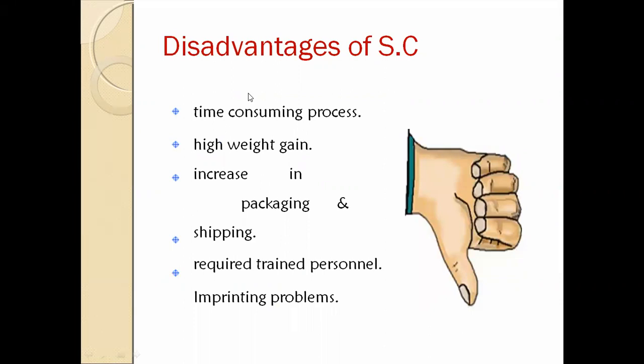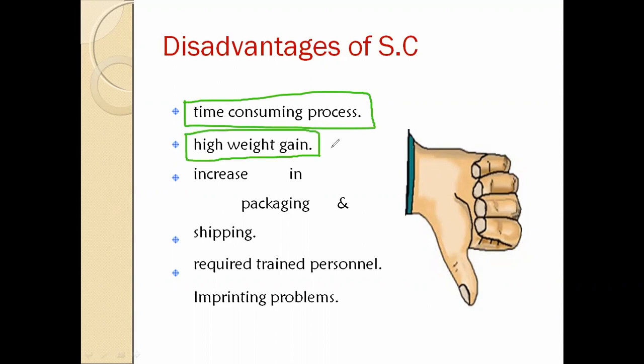Now, as you know that every coin has two sides. In the same way, there are certain disadvantages also of sugar coating. Now, as in the earlier part, it requires more labor, as well as it is a time-consuming process. It increases the weight of the core, meaning it increases the weight of the whole formulation. So a near about 70% increase is there in the formulation when you apply the sugar coating process.